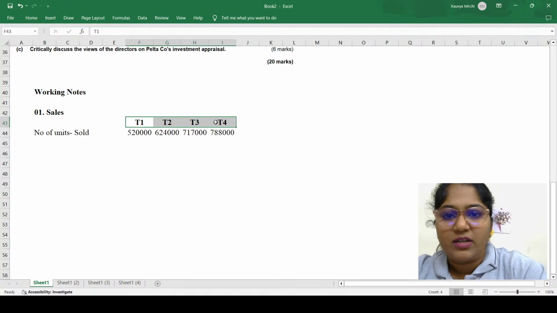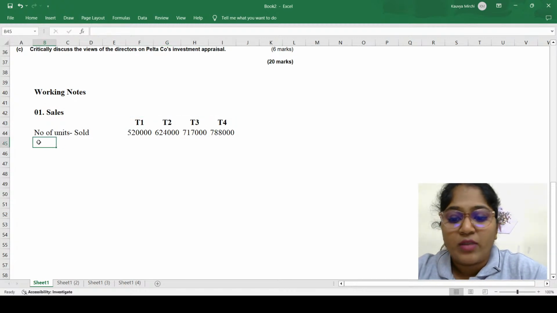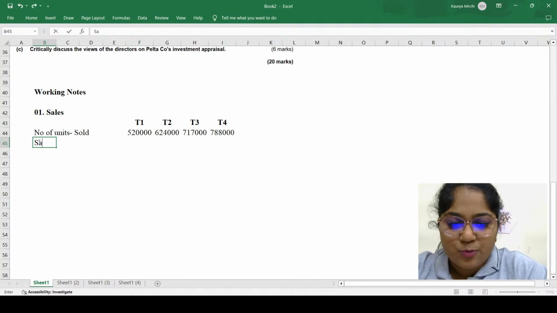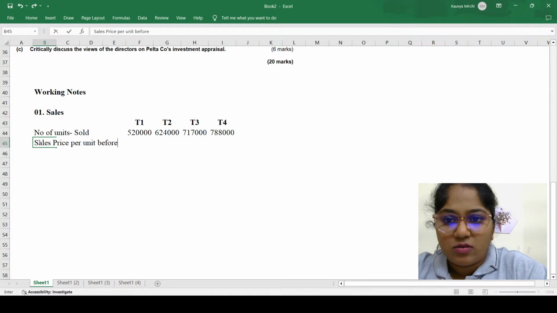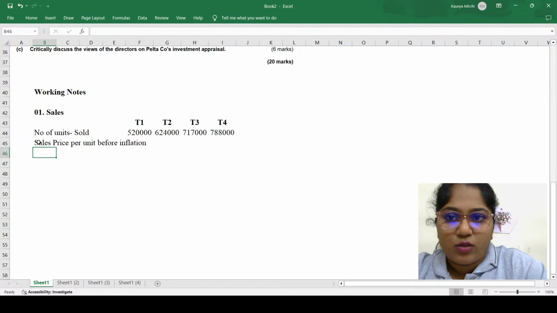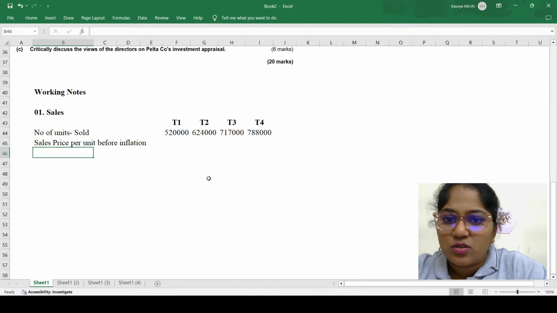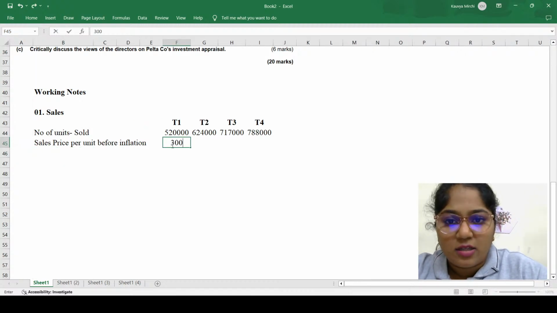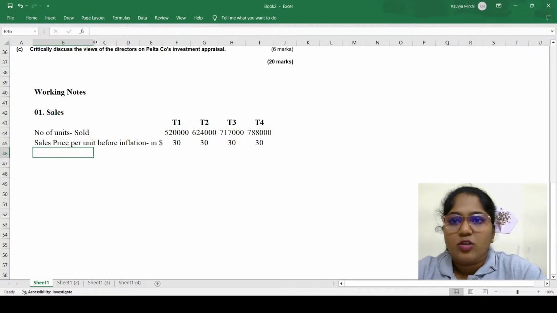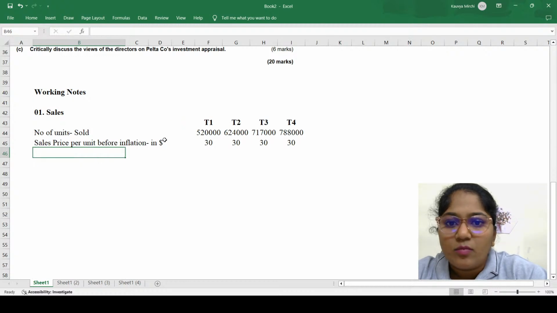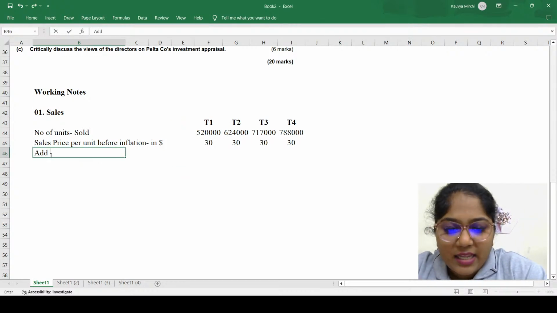Now you see T1, T2, T3, T4, we know the number of units sold. What is the sales price per unit before inflation? You need to write it like this, or if you want to write in a better way, you can. But I would suggest you write in this way so that you will also understand. It is $30, $30, $30, $30. So I would write sales price before inflation per unit in dollar value, so that we are writing in dollars. Okay.